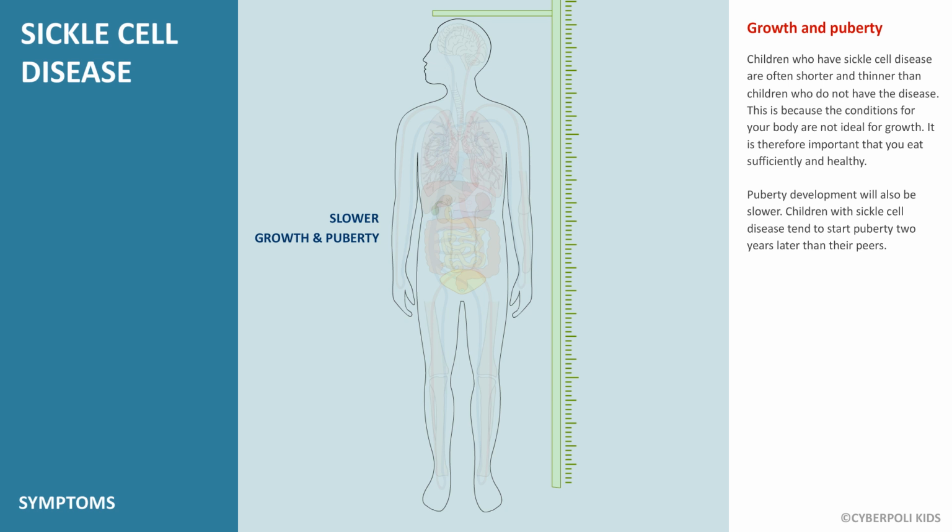Puberty development will also be slower. Children with sickle cell disease tend to start puberty 2 years later than their peers.